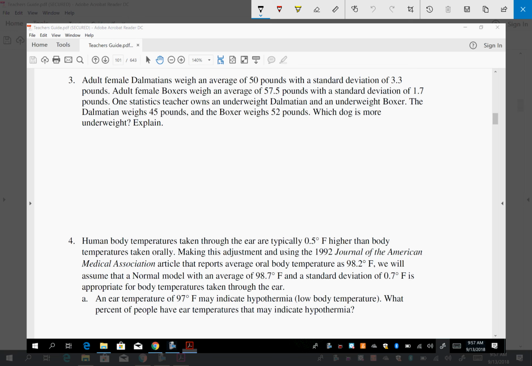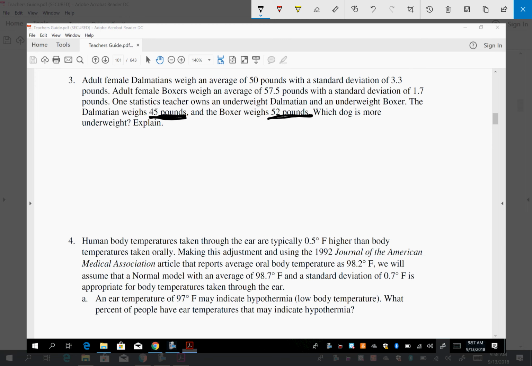Now, you might just think, okay, well, what is the weight of our Dalmatian? This actual Dalmatian we're looking at is 45 pounds. And the female Boxer is 52. You might be thinking, clearly the Dalmatian is more underweight because she weighs less. But because they're different breeds, what should we do first before we compare them?